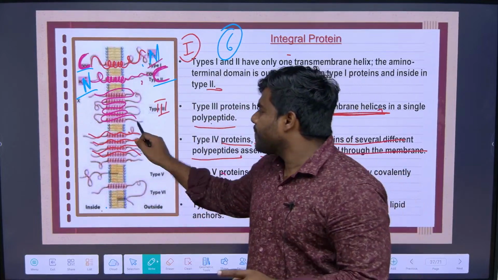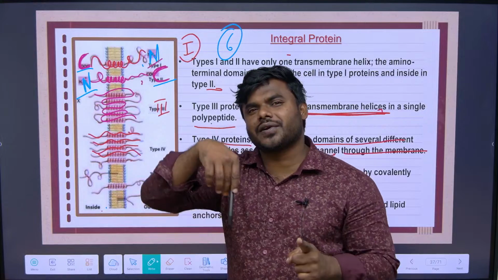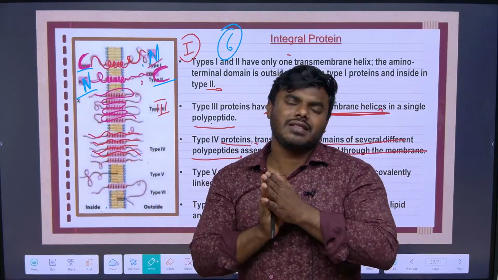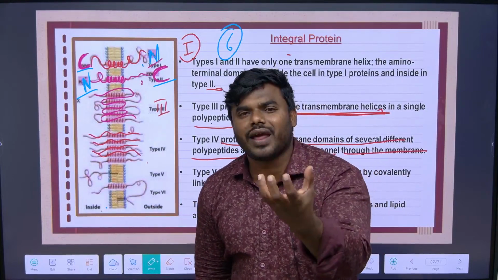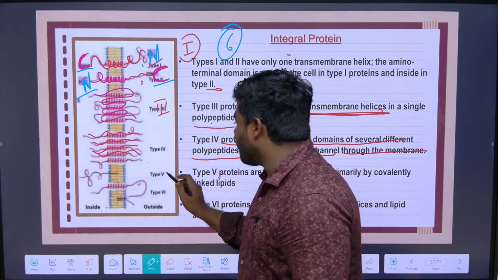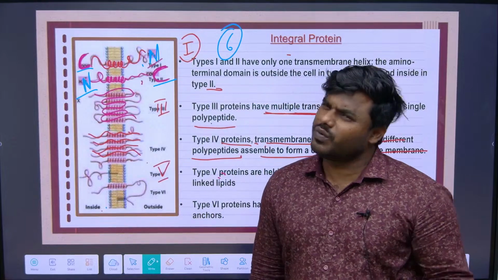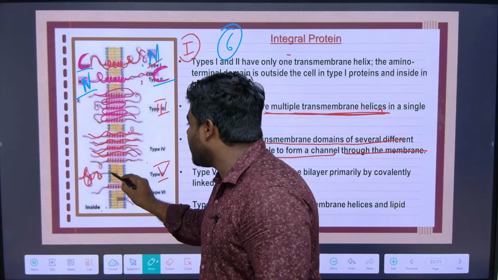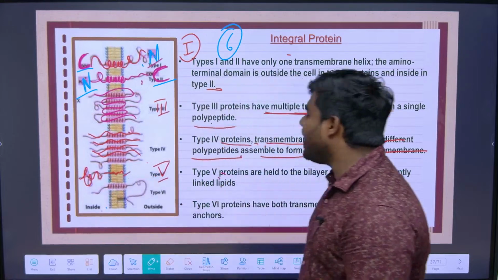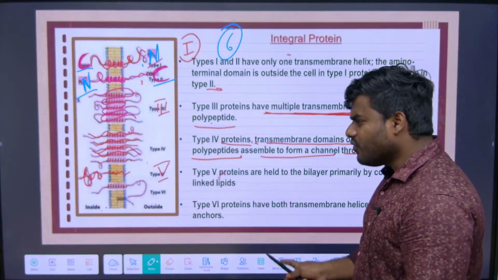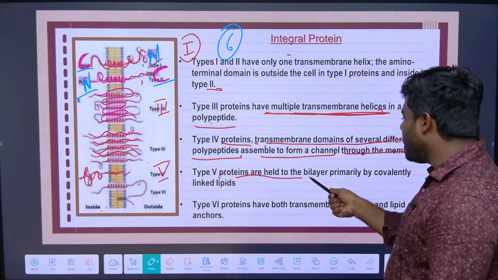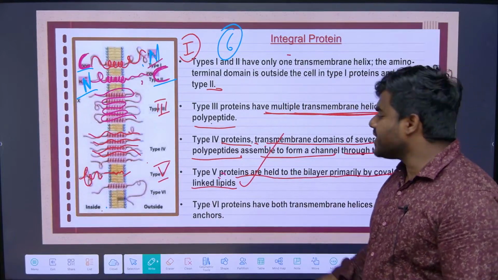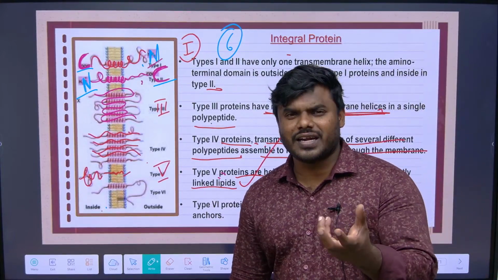I'll quickly summarize. Type 3, it is one polypeptide transpanning multiple times. Type 4, different polypeptides coming close together, they can form a pore or a channel-like structure. Very simple to understand. Now friends, when you look into the type 5, it's very simple. Can you see this picture? Type 5 is a type of protein which is connected to the plasma membrane via lipid linkage. Very simple. Focus all of you. Type 5 proteins are held to the bilayer primarily by covalently linked lipids. There is no need to get confused over there, and it is easy to understand.